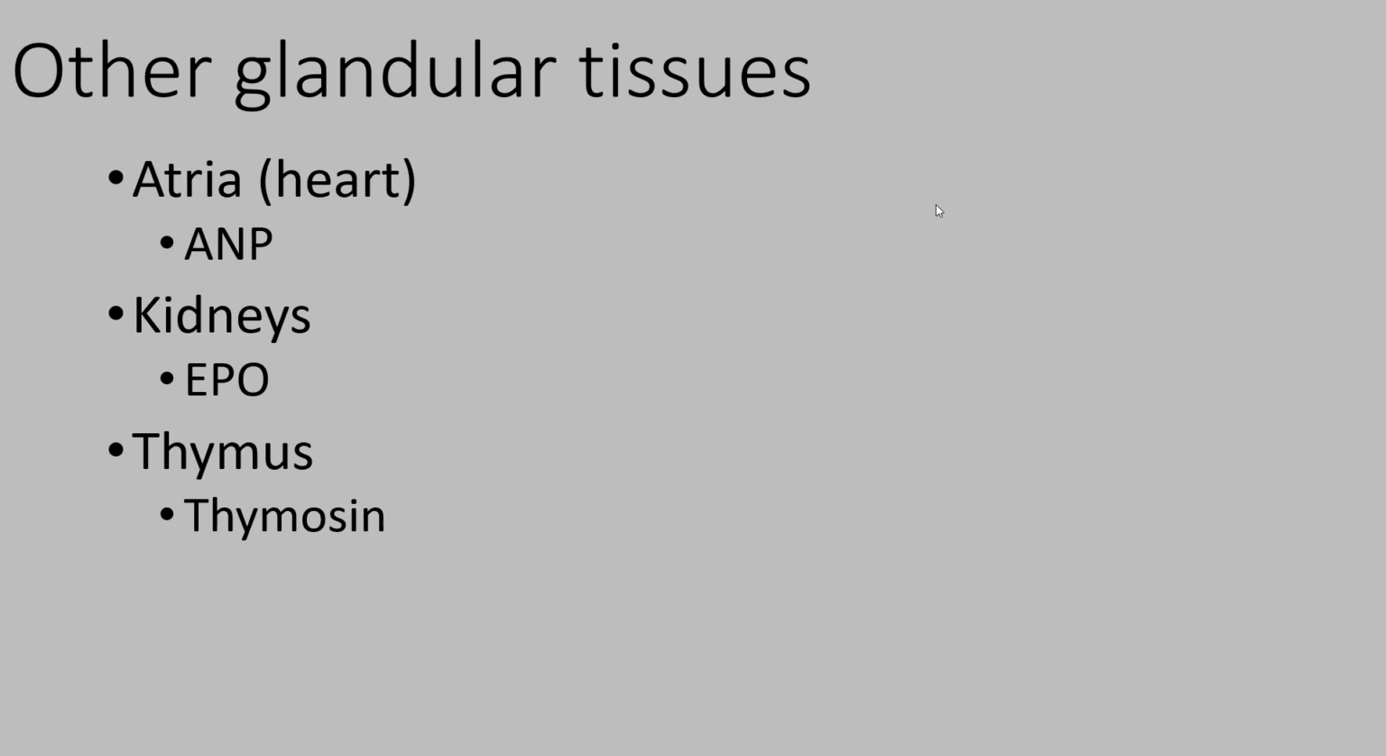Well, ANP does just the opposite. It tells our kidneys to reabsorb less sodium. And if you reabsorb less sodium, you will also reabsorb less water. If you reabsorb less water, then your blood volume is going to remain lower and your blood pressure will drop.